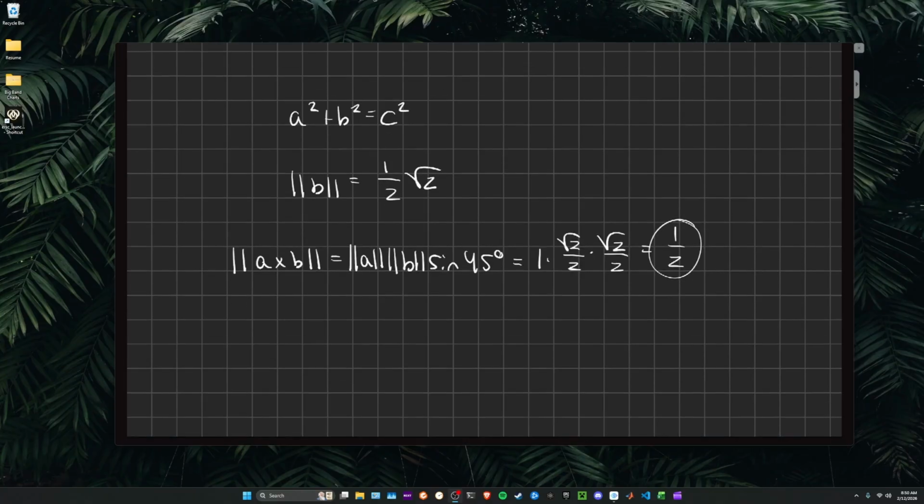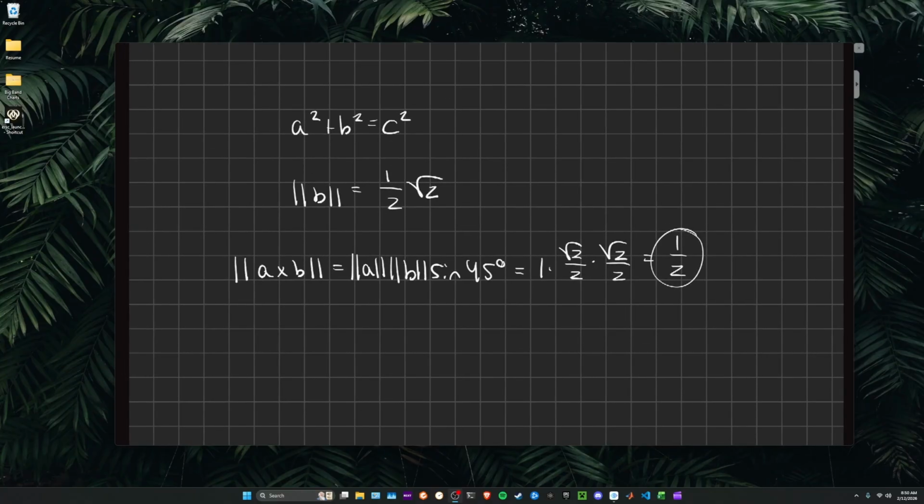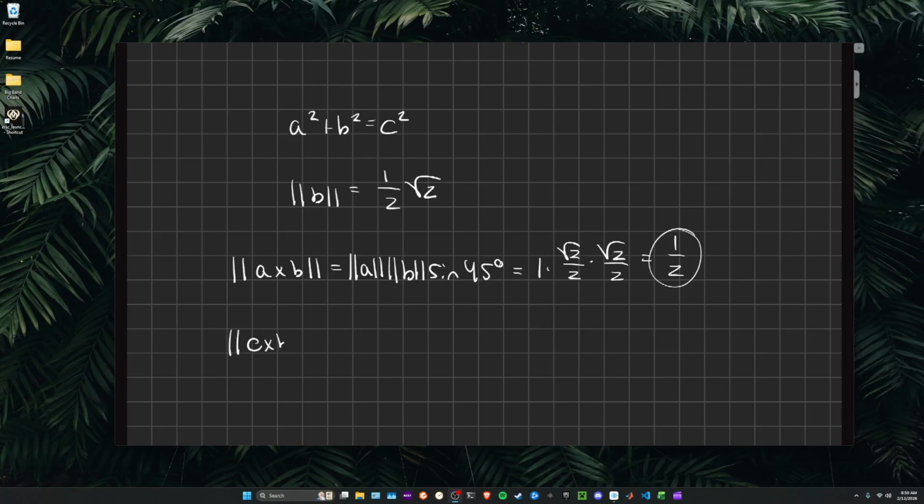Okay. And then we want the norm of C cross B. So this will be the same process. Norm of C, norm of B, sine 45 degrees. 1 times root 2 over 2 times root 2 over 2. And this is also just 1/2.